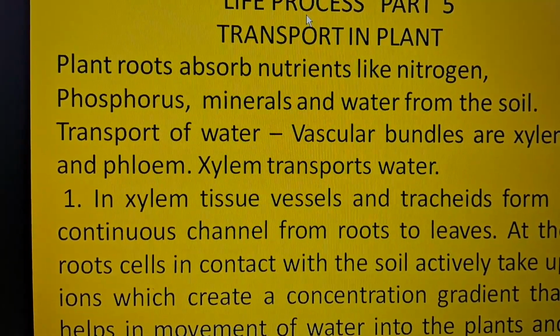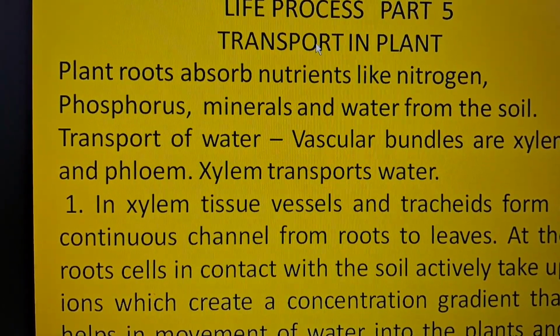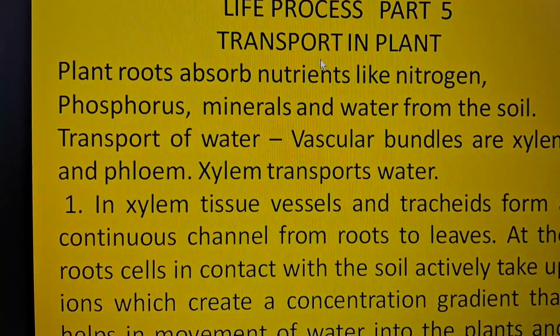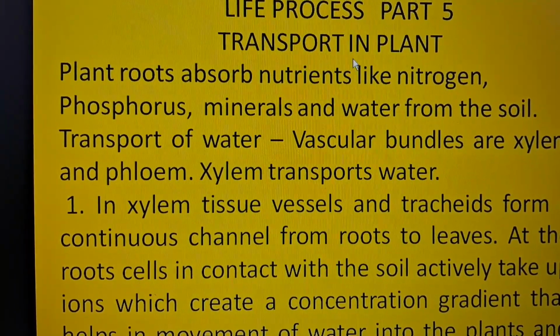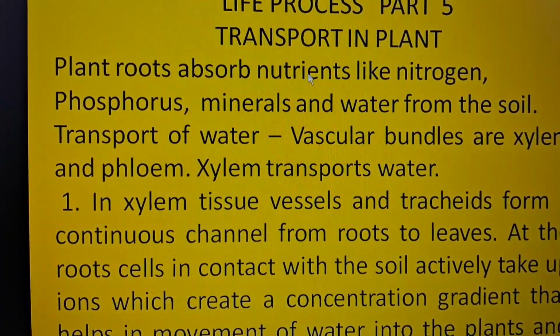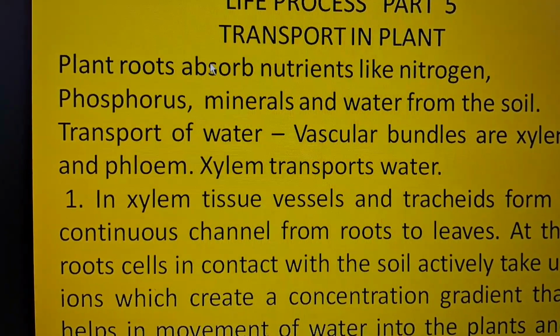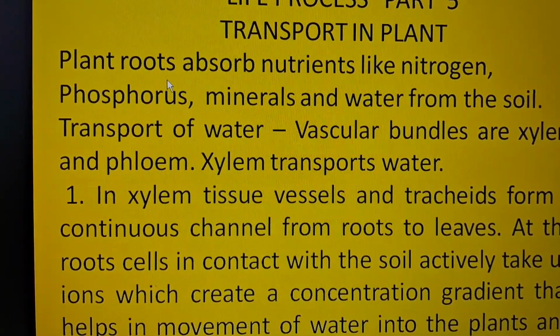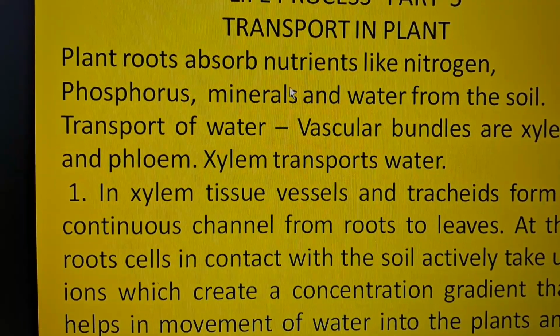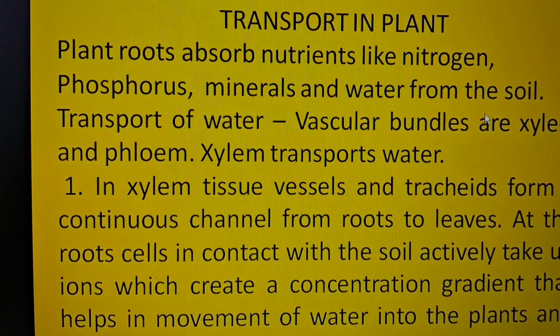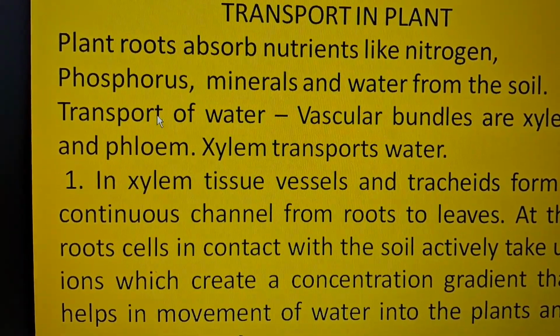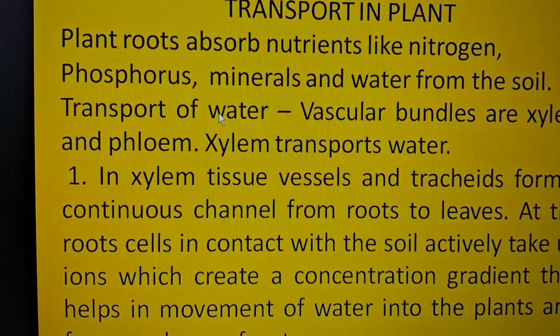Process chapter of CBSE NCERT textbook Biology. Transport in plant. This is today's topic, transport in plant. Now how does the transport take place in plant? Plant roots absorb nutrients like nitrogen, phosphorus, minerals and water from the soil. Now how does this water get transported in plant?